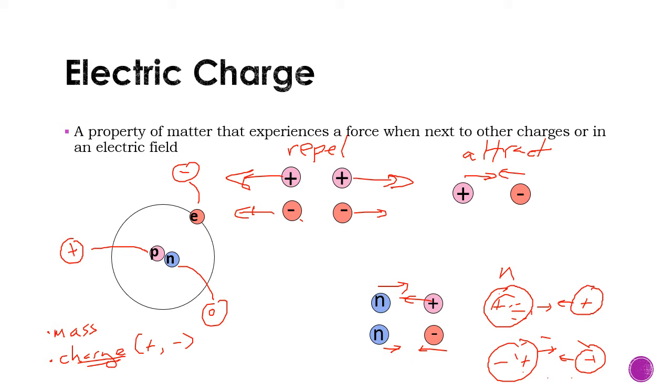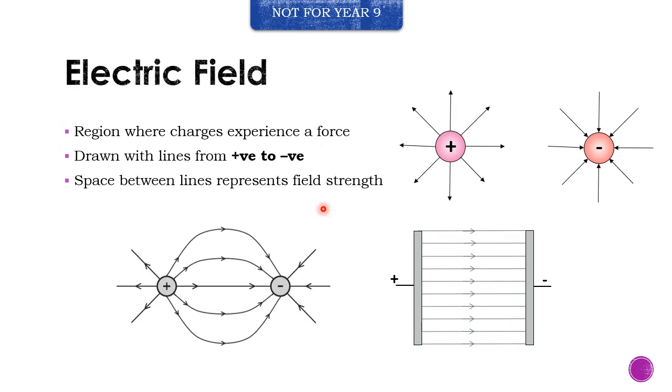Let's move on to what an electric field is. And this is a very short point, but this is not for year 9 students, okay? So year 10 students focus, year 9, this will at most take a minute. What is an electric field? It's defined as a region where charges experience a force. Again, it's a space or a region where charges experience a force.